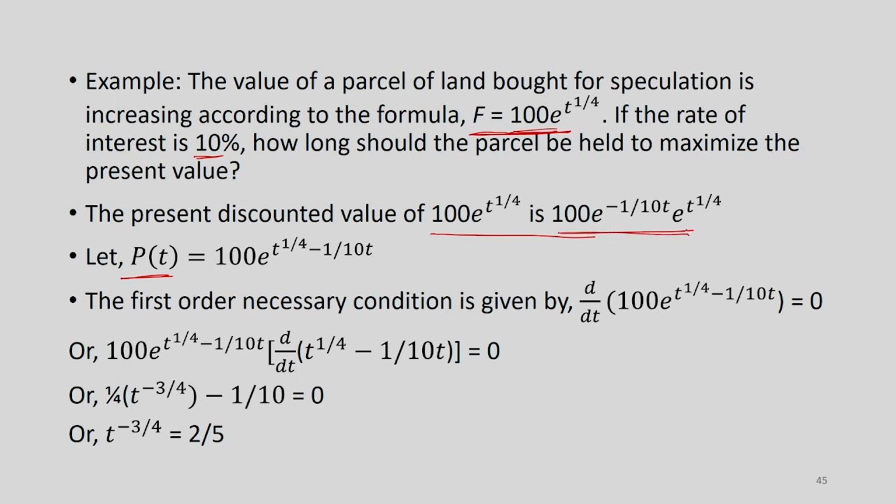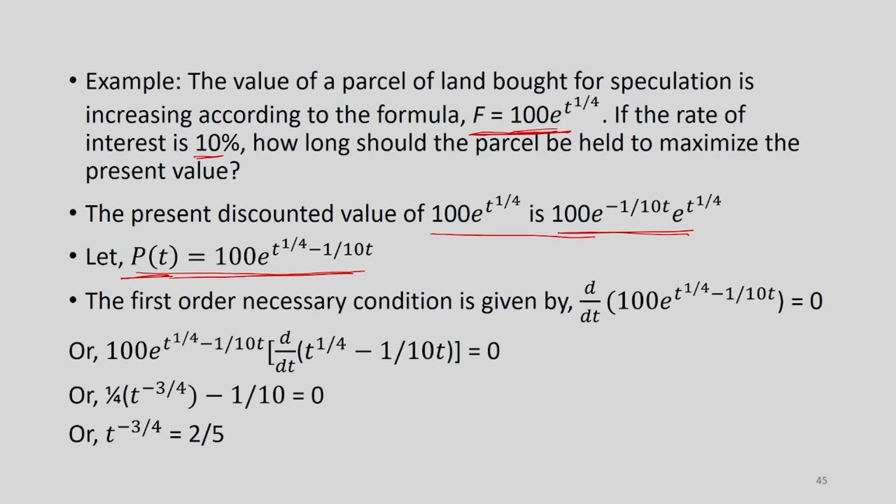So, this is written here. The present discounted value of that piece of land, which is given by P of t, is equal to 100 multiplied by e to the power t to the power 1/4 minus 1 divided by 10 multiplied by t. Now, what we do now is we have to find out that particular point of time at which the land will be monetized. That is, the land will be sold and the money will be obtained from selling the land.